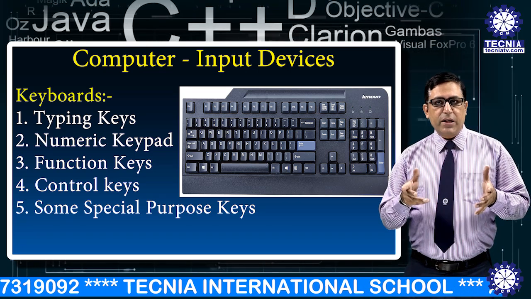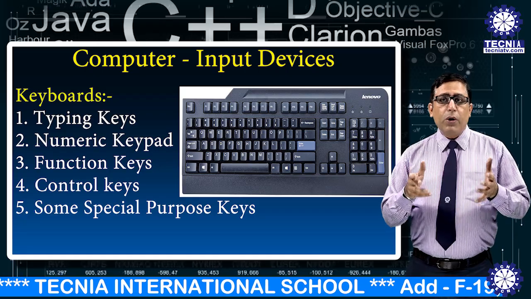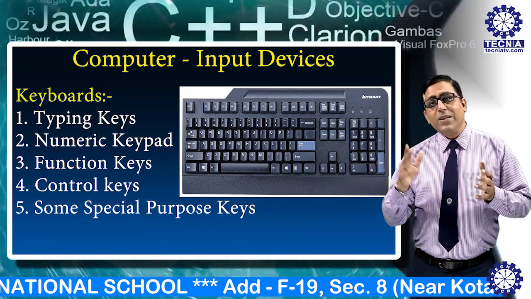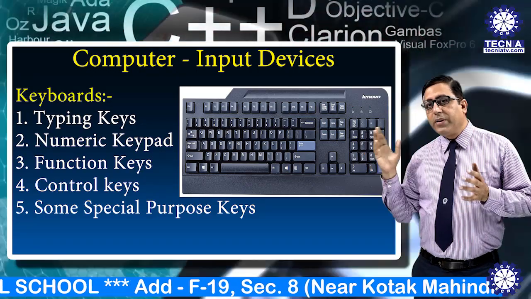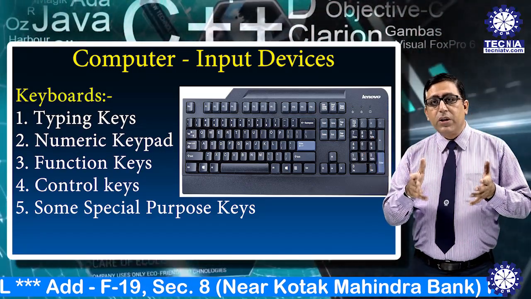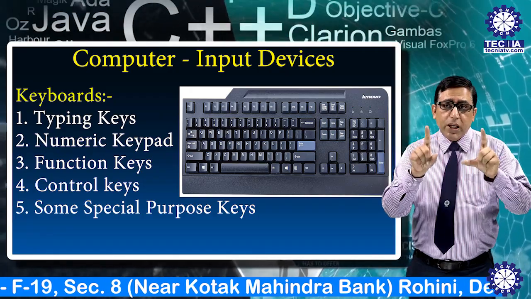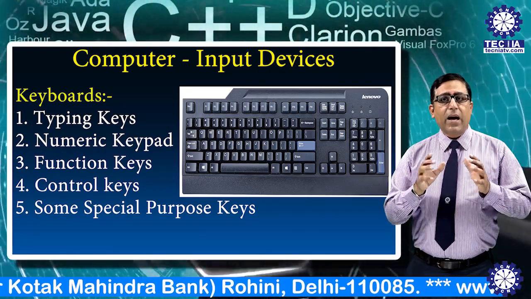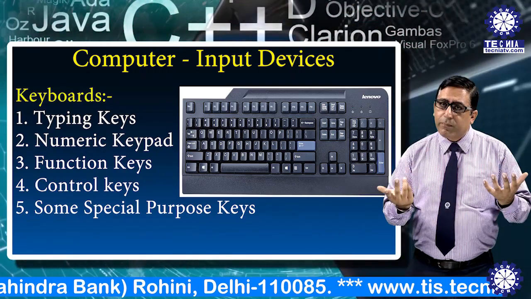The 12 function keys are present on the keyboard, which are arranged in a row at the top of the keyboard. You can see in the diagram of the keyboard that there are function keys. Each function key has a unique meaning and is used for some specific purpose.